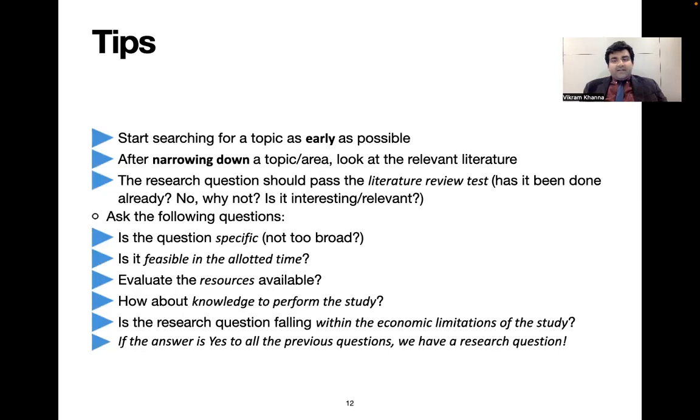Now, tips for finding a good research question are: start searching for the topic as early as possible. After narrowing down the topic, look for relevant literature. The research question should pass the literature review test.